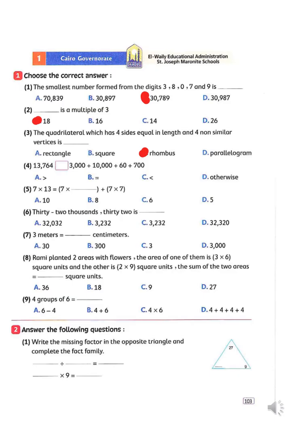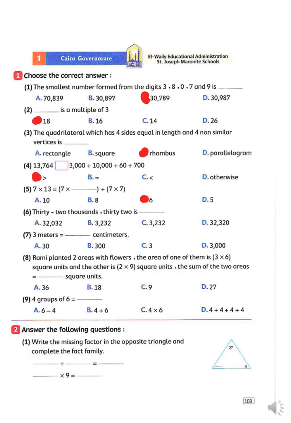The next question, 13,764 or 13,760. The biggest number is 13,764. 7 by 13 equals 7 by what plus 7 by 7. 13 minus 7 equals 6.